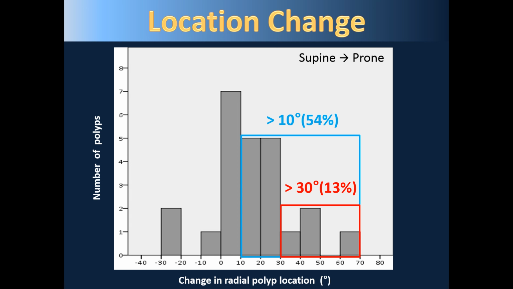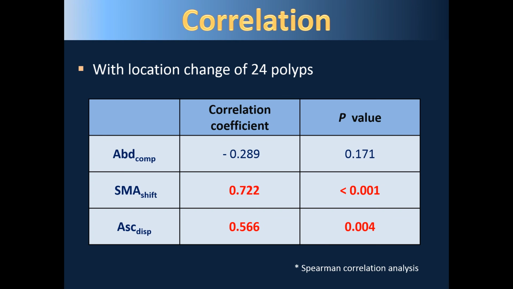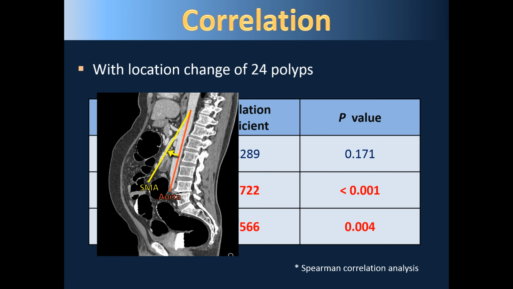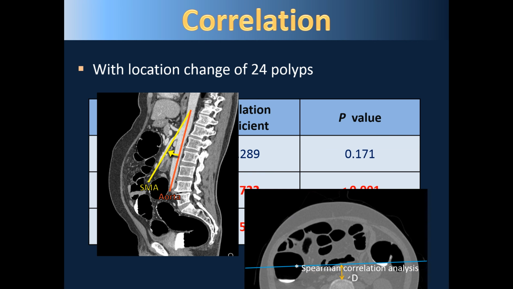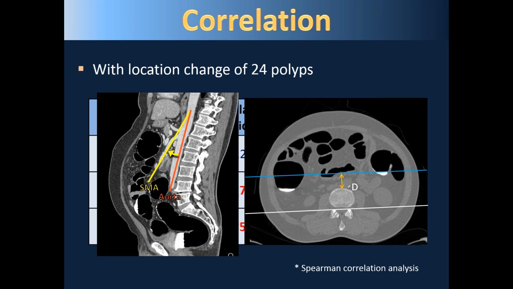What happened to the polyps even without abdominal compression? This table may give you the answer to the question. Look at the SMA shift and ascending colonic displacement. They show positive and significant correlation with radial location change of polyps. So, anterior shift of the small bowel mesentery and posterior displacement of the ascending colon may cause external rotation of the ascending colon on prone CTC.